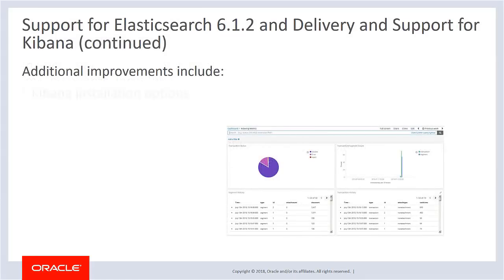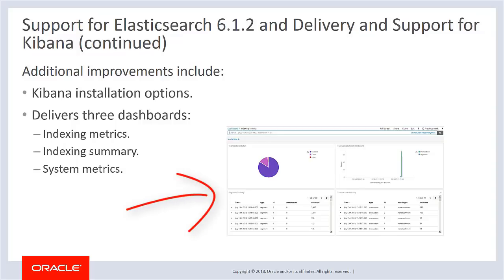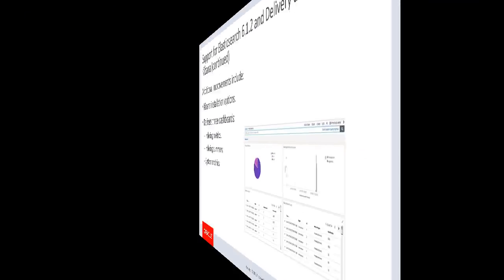You can install Kibana on the same server where you install Elasticsearch, or you can install it on a different server. Currently, PeopleSoft delivers 3 dashboards in Kibana: Indexing Metrics, Indexing Summary, and System Metrics. Each of these dashboards contain 2 or more visualizations, providing information in a chart or in a tabular format, as shown here. This completes our discussion of Search Framework enhancements.